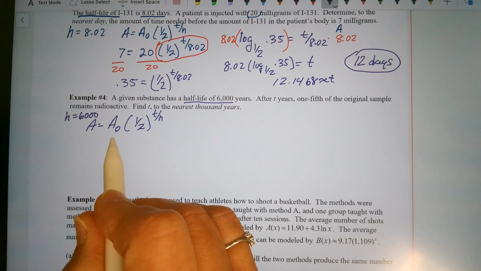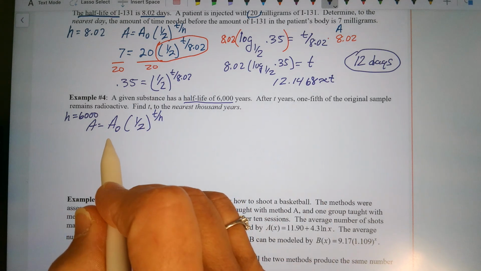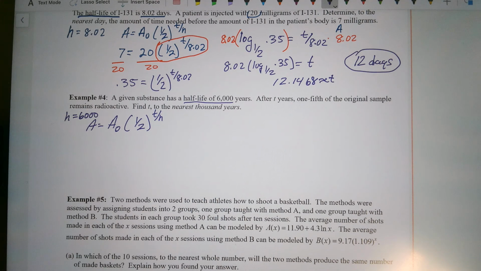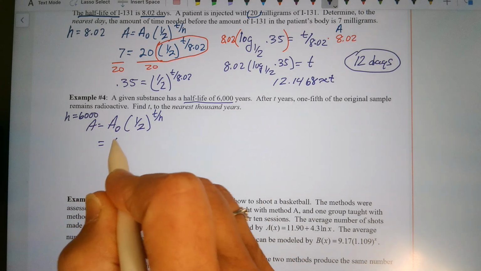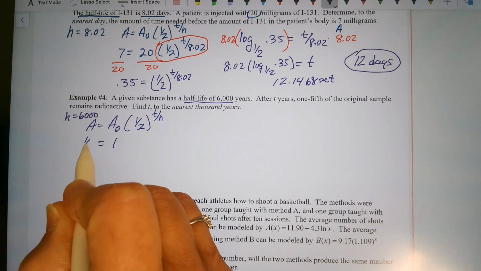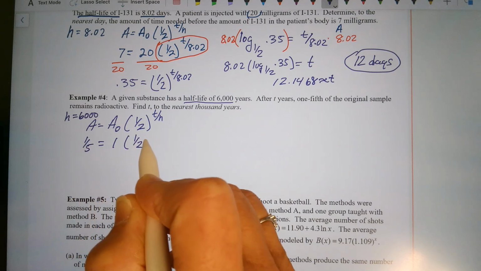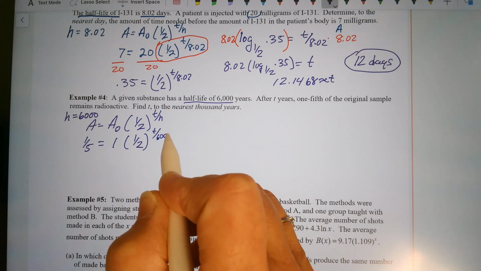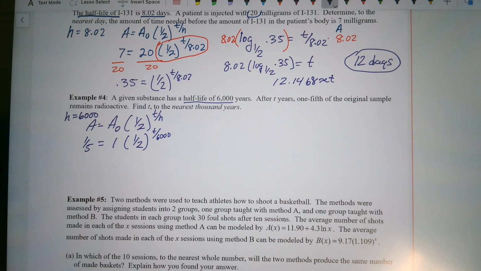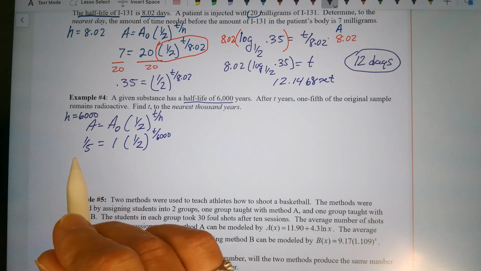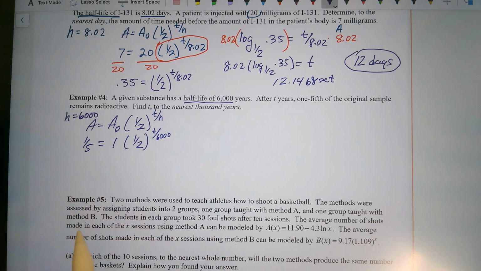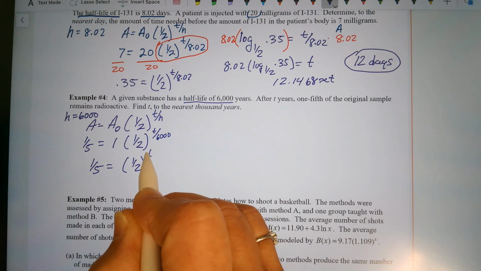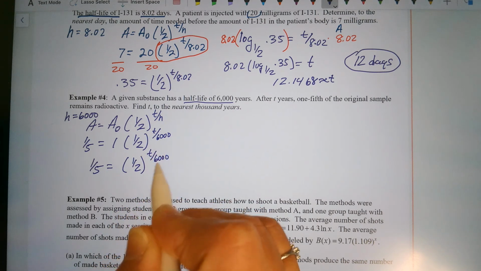What's our starting amount? You can use any amount you like. I can use 1. And then after t years, the ending amount would be 1/5. And 6,000 is our half-life. Alright, so if we divide by 1, we still end up with 1/5 on the left-hand side. So we have 1/5 is equal to 1/2 raised to the t divided by 6,000.